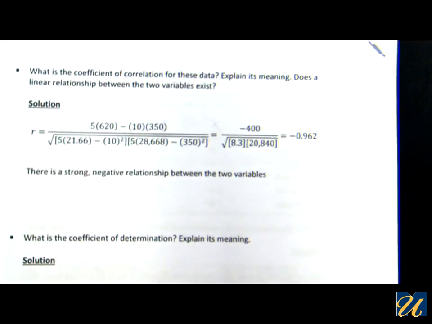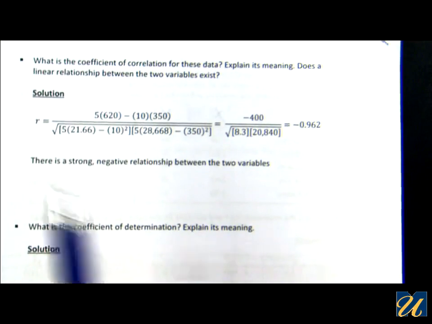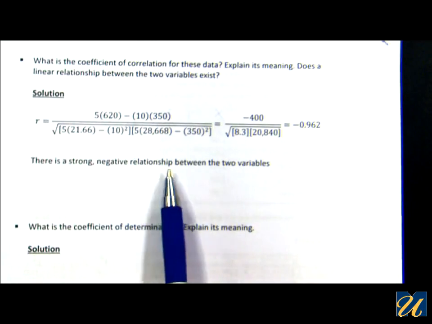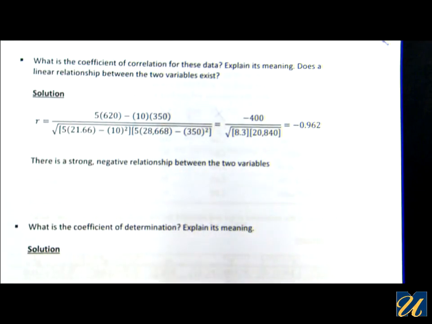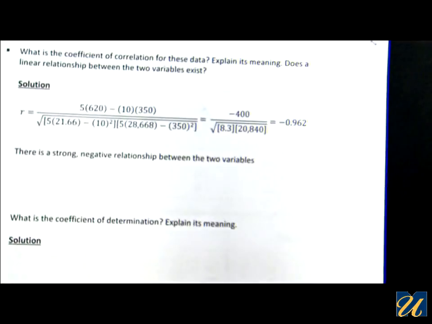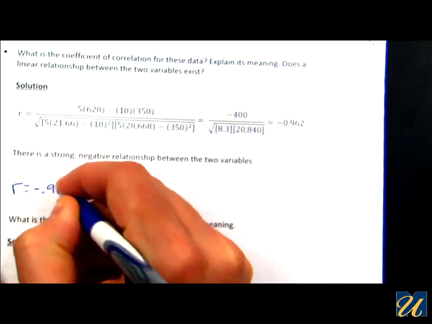What is the coefficient of correlation for this data? Explain its meaning. Does a linear relationship between the two variables exist? We already know that r is negative 0.962. That means there is a strong negative relationship between the two variables. If we were to look back to our table, let's see how many pairs of data we have. In this case, we have 5. So n is equal to 5.